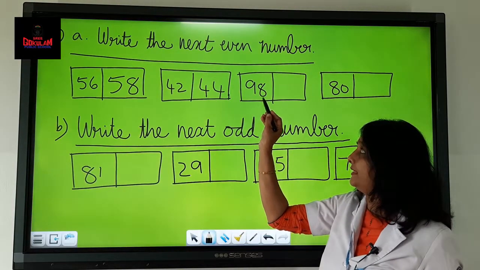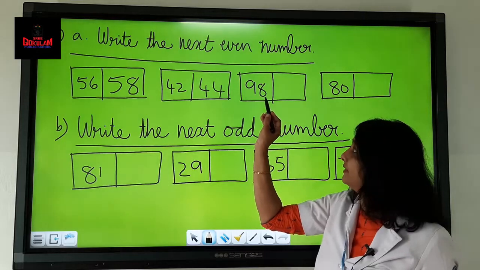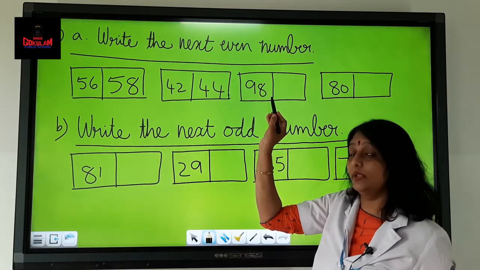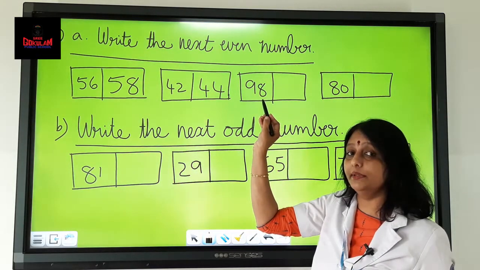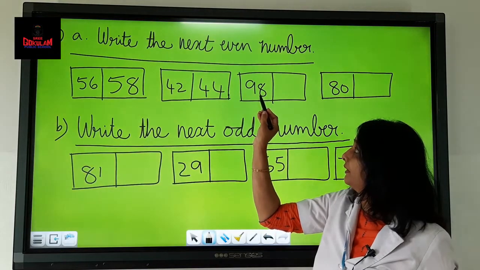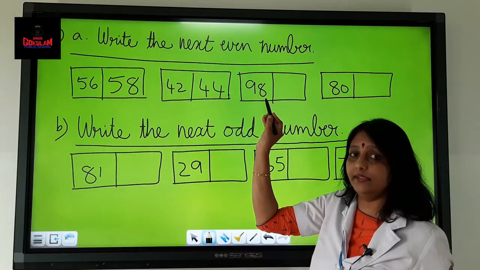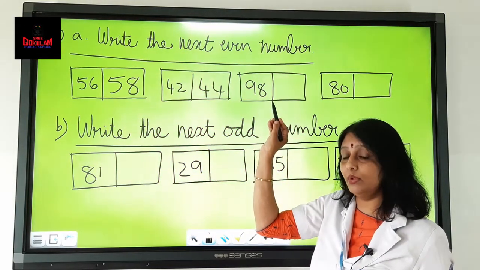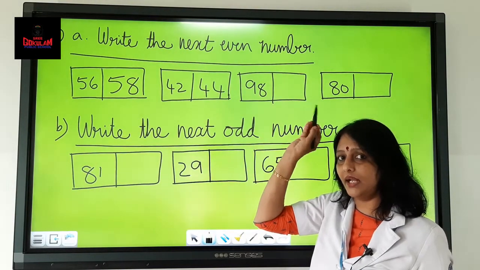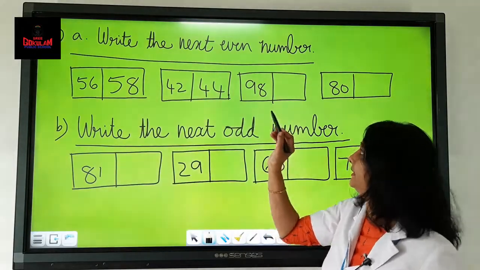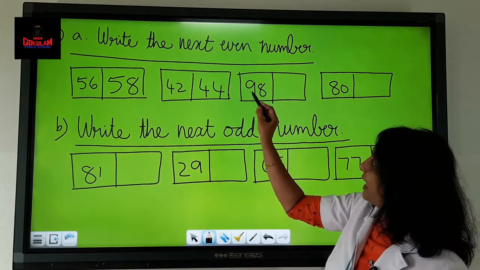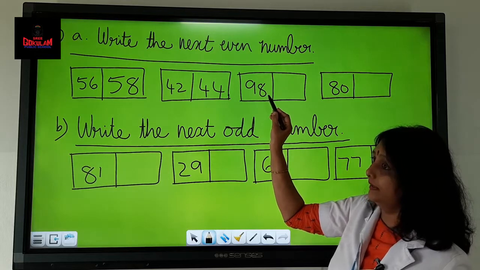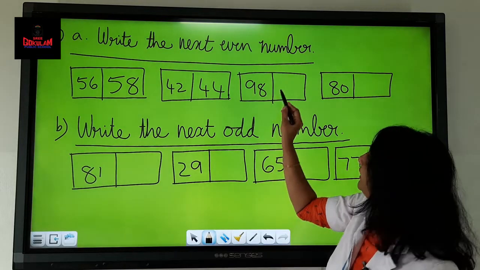Next, 98. 8 in ones place. What is the next even number? What's the next number after 98? It is 99, which is an odd number. After 99, what is the number? Yes, 100. So, 100 is the next even number. After 98, the next even number will be 100.